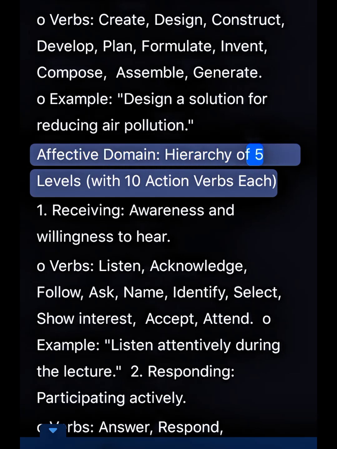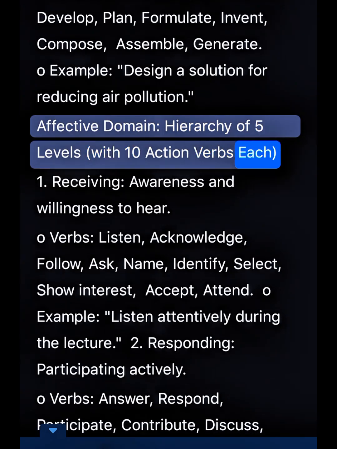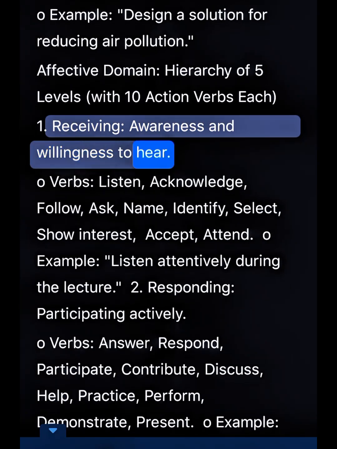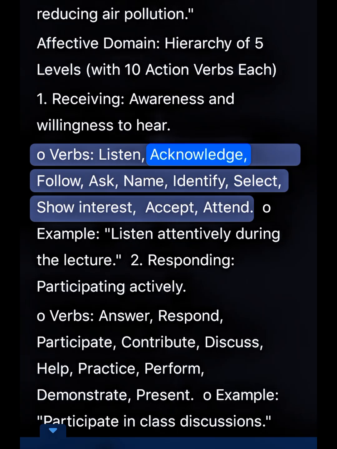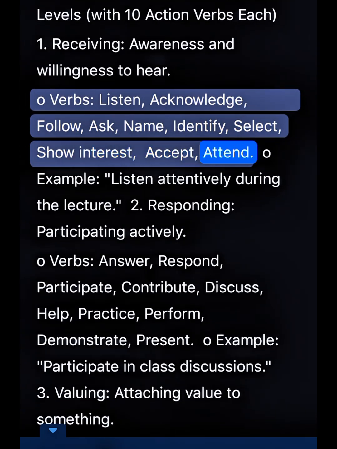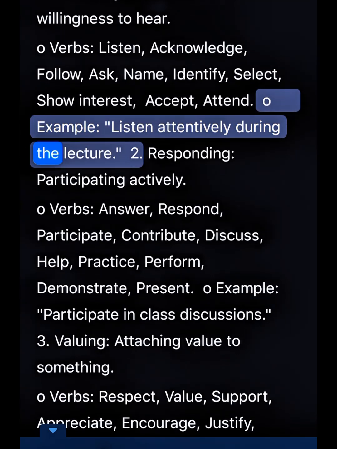Affective domain. Hierarchy of 5 levels with 10 action verbs each. 1. Receiving, awareness and willingness to hear. Verbs: listen, acknowledge, follow, ask, name, identify, select, show interest, accept, attend. Example: listen attentively during the lecture.